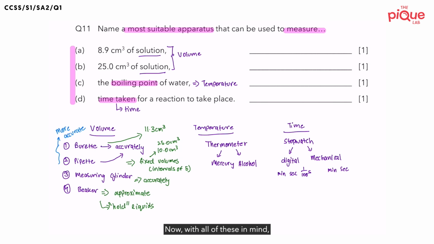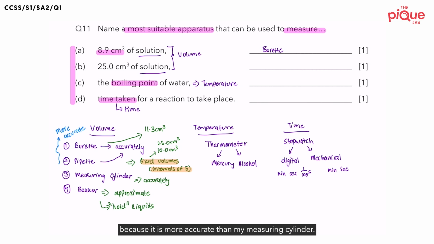Now with all of this in mind, let us take a look at our options A, B, C, and D. Over here, option A, we want to measure 8.9 cm cube of solution. Based on this, which apparatus would I choose? The most suitable apparatus would be the burette. Now, why don't I use the pipette? Because the pipette is only used to measure fixed volumes of liquids that have intervals of 5. Why don't I use the measuring cylinder? Because if I have my burette and my measuring cylinder, I would choose my burette because it is more accurate than my measuring cylinder.